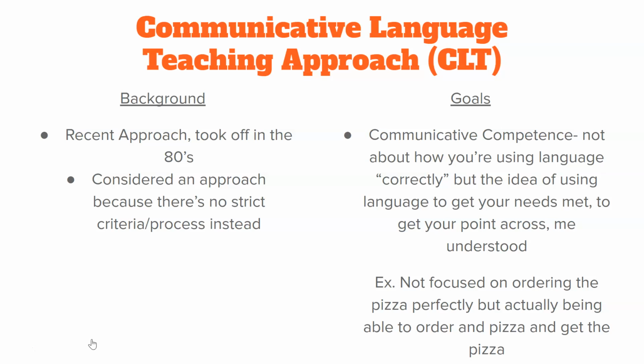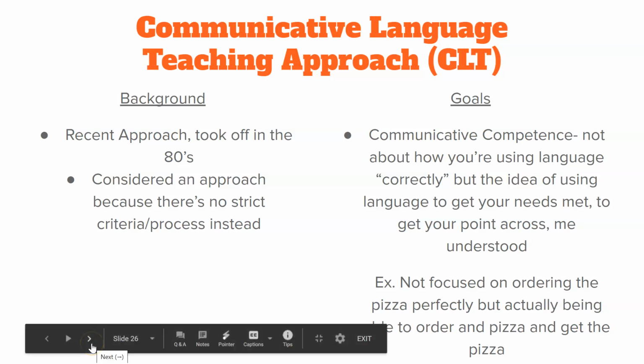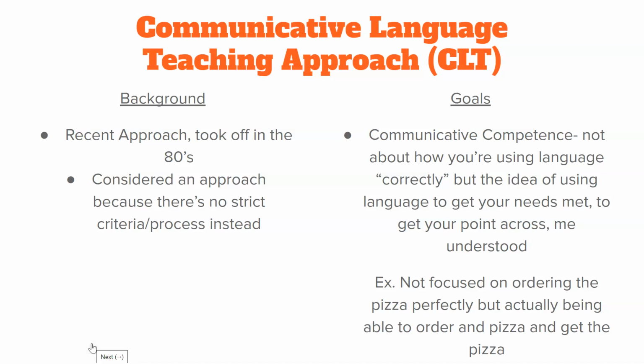That is being able to use language to get your needs met, not necessarily using it correctly, but to be understood. Okay, so an example of that would be not focused on ordering a pizza grammatically correct, but instead, were you able to order it, and did you receive the pizza? Was your language successful?